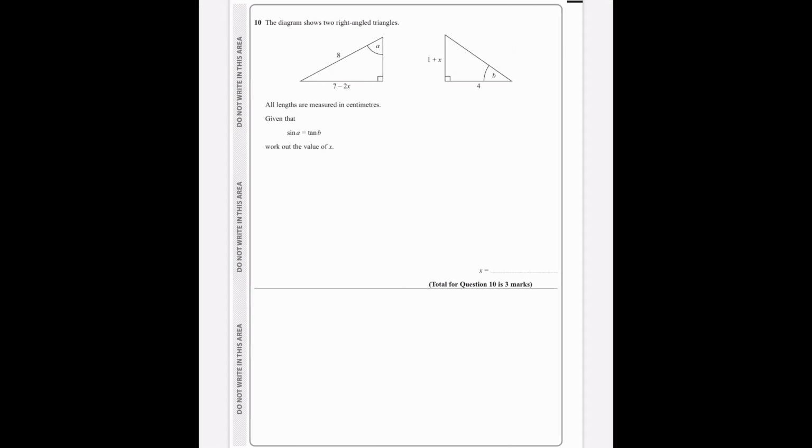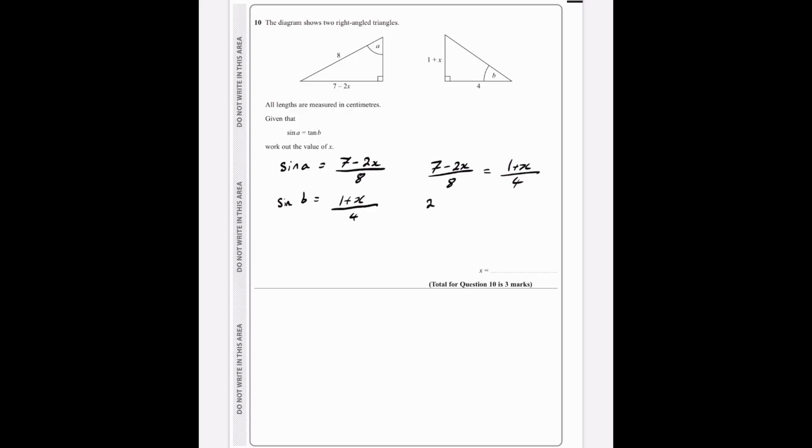Question number 10. So we've got two triangles using a bit of SOHCAHTOA. There is a mistake here. Anyway, sine A is equal to 7 minus 2x over 8, and that should say tan B is equal to 1 plus x over 4. Remember, it doesn't count before you write in. It doesn't count if I spot it during the commentary. So don't write in, I know that's a tan B there, opposite over adjacent.